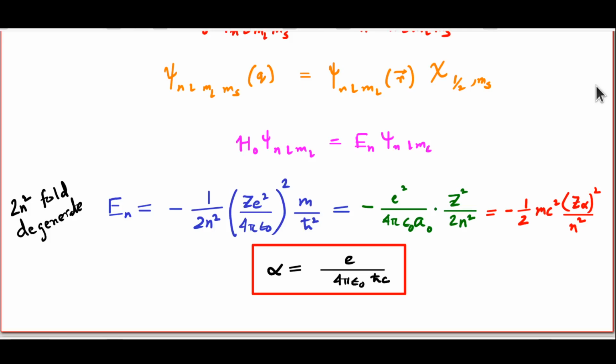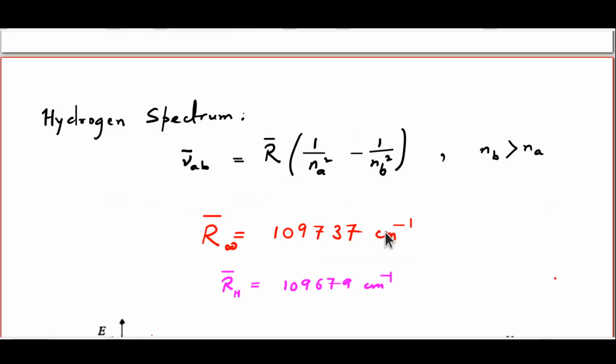This goes to show that for every n, you have a rather highly degenerate set of energy levels. Before talking about the fine structure of the hydrogen spectrum in the rest of this lecture, let me just remind you briefly about the general structure of the spectrum itself.